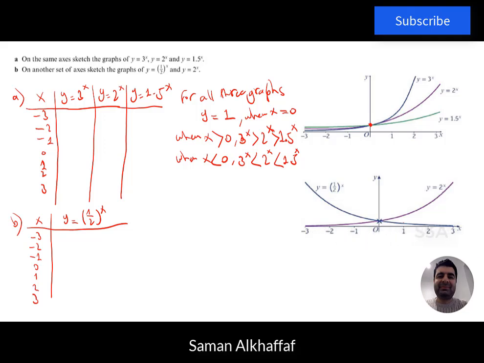This graph, so the graph of y equals half to the x, can be considered as a reflection in the y-axis of the graph y equals 2 to the x.